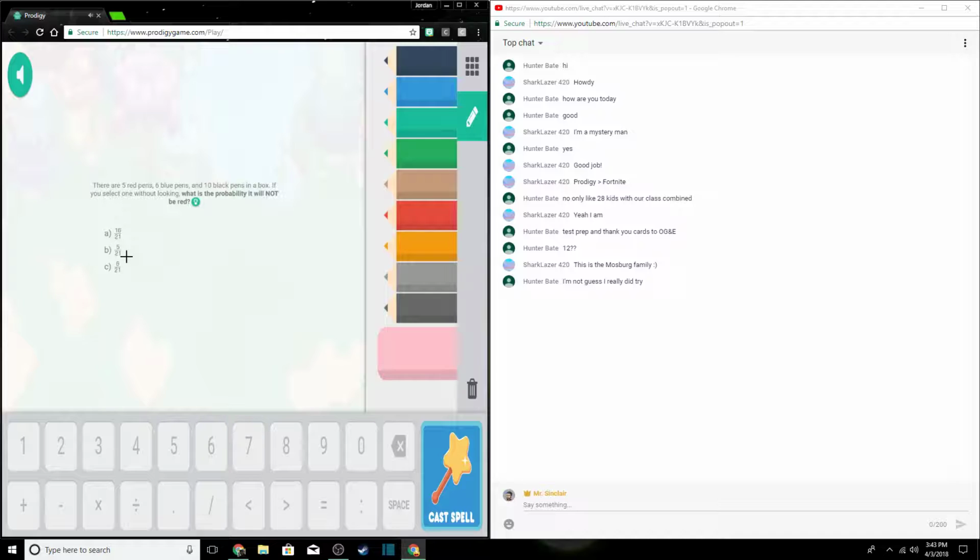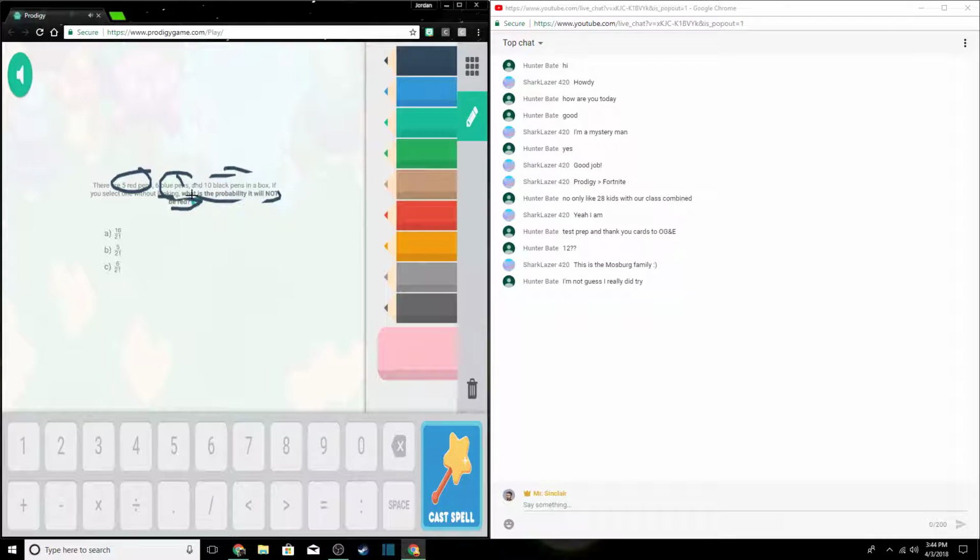It looks like we have 5 red pins, 6 blue pins, and 10 black pins, which equals 21 in total. Let's see, how many are not red? So we need to add up the blue pins and black pins. Oh, let me get my pen out. We had 5 red ones, 6 blue ones, and 10 black ones. So we need to add up everything else except for red. So we're not going to add 5.